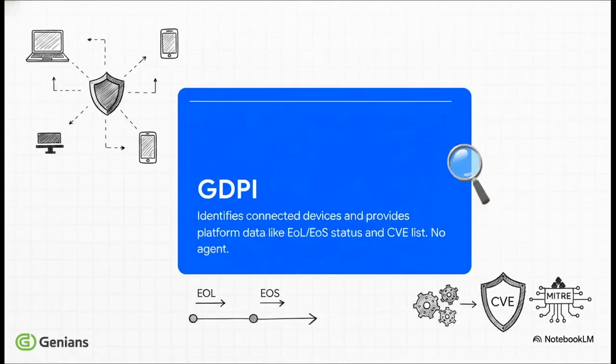Okay, so how does it see all these devices? That brings us to this key piece of tech called GDPI, which stands for Genian Device Platform Intelligence. The second a device connects to your network, GDPI figures out what it is, and it does this without an agent. And we're not just talking about a MAC address here. It gives you all this useful context, a picture of the device, its end-of-life status, who made it. And here's the kicker. It checks that device against the MITRE CVE database in real time, so you instantly see any known vulnerabilities associated with it.